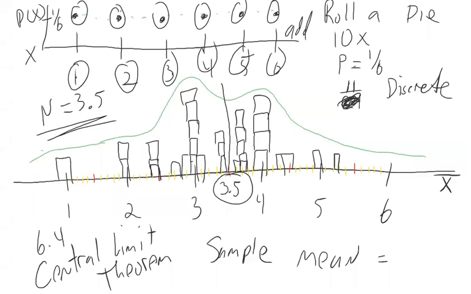But that's the whole point of 6.3. This is to prove that no matter what distribution you start with, if you take a sample and calculate the mean and you do it over and over and over again, and you plot the means, the histogram of the means will be normally distributed always. That's the key takeaway from 6.3, right?